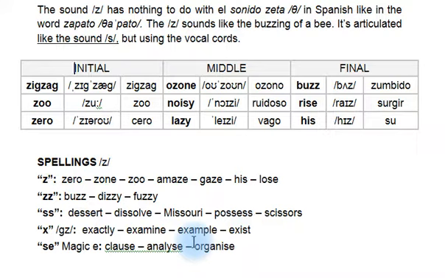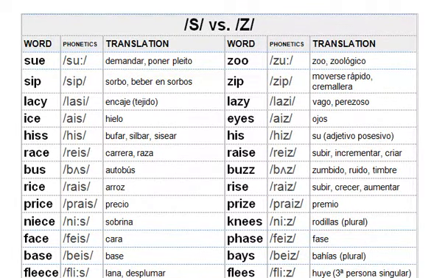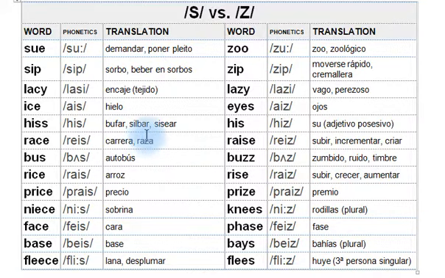Practice carefully. Repeat over and over until you get this buzzing like a bee. Zzz, and then you proceed with the practice. We also have sometimes the SE with the magic E, like clause or analyze and organize. Now let's practice some words where you're going to see the difference between the S and the Z sound.